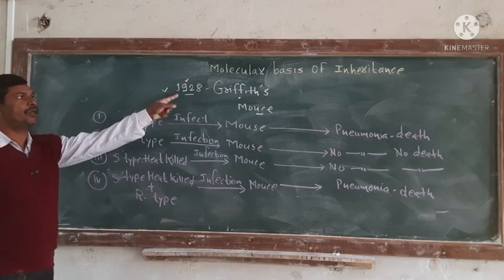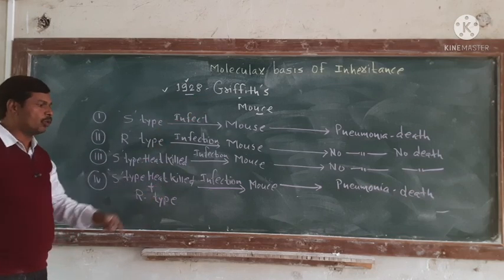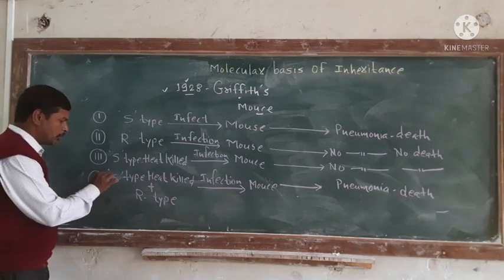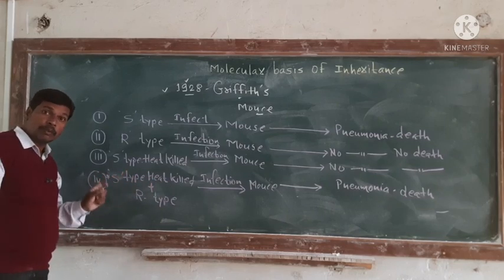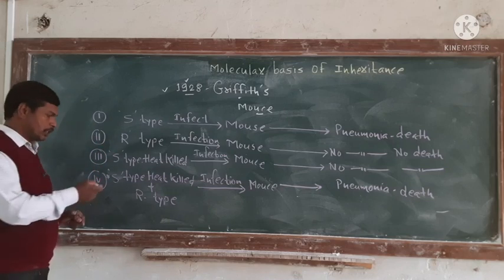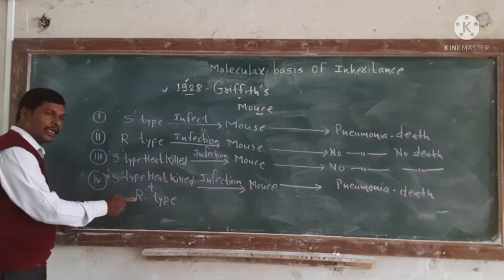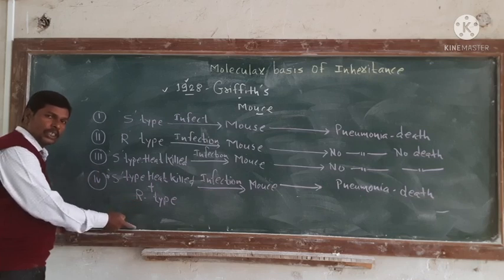in 1928 the scientist Griffith concluded something. What did he conclude? There is something specific present in the heat killed S type. What it is exactly was not known at that time. Something specific present in the heat killed S type converts R type into S type, non-virulent type to virulent, non-pathogenic to pathogenic.